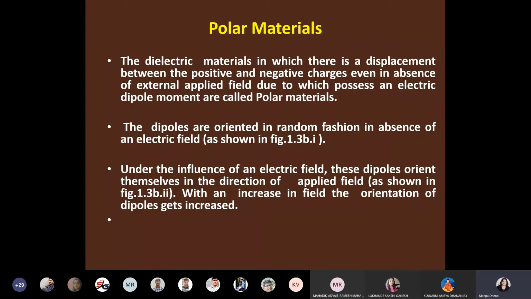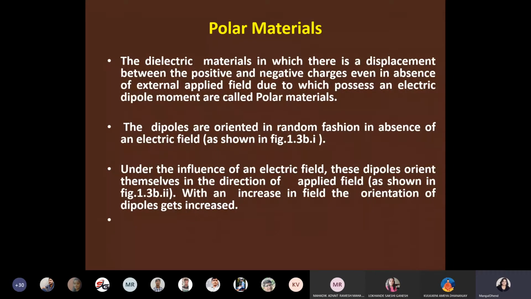If you consider the number of dipole moments in that atom, or you can say ionic crystal, whatever volume it has, the dipole moments may be randomly arranged and the total polarization may be zero, because in polarization we have to consider direction also. It is a vector from negative to positive, so it is a vector.